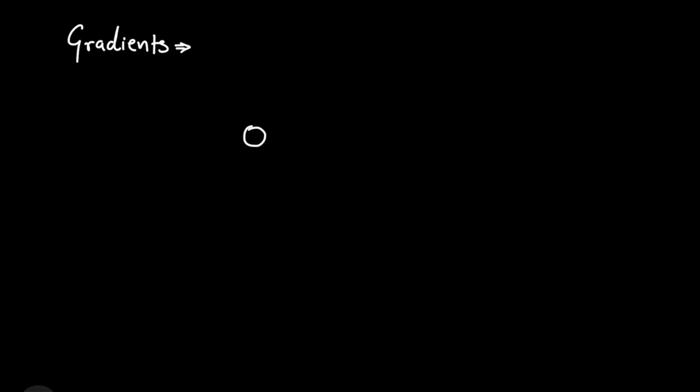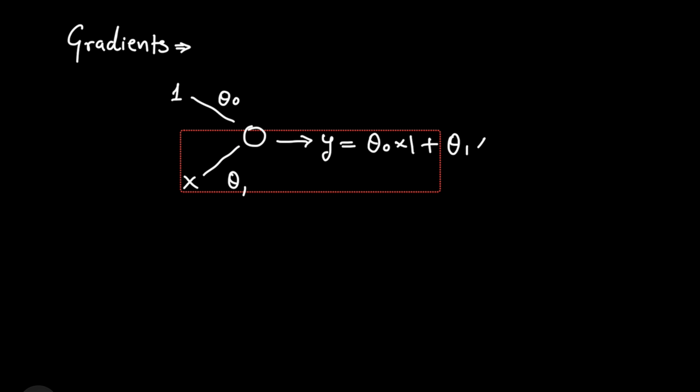In the last lecture we studied gradients, and as a quick recap, we drew a small neural network with one neuron, with inputs x and 1. This was theta naught here, theta 1 here, and this was y, which was nothing but theta naught times 1 plus theta 1 times x, which is simply theta naught plus theta 1x.